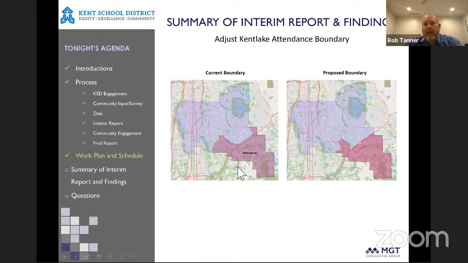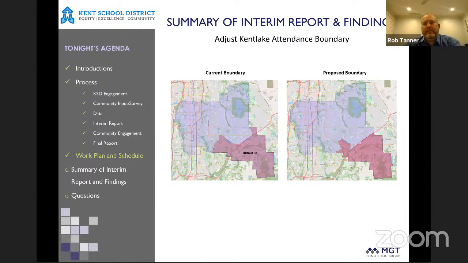But I would like to point out that Kentwood is in this area. I think Kent Meridian's here and Kent Lake's over here. So you have these students that are very close to Kentwood that were traveling all the way to Kent Lake for high school. And same thing, as far as the proximity to Kent Meridian. Again, we couldn't solve that completely, but we did help it.